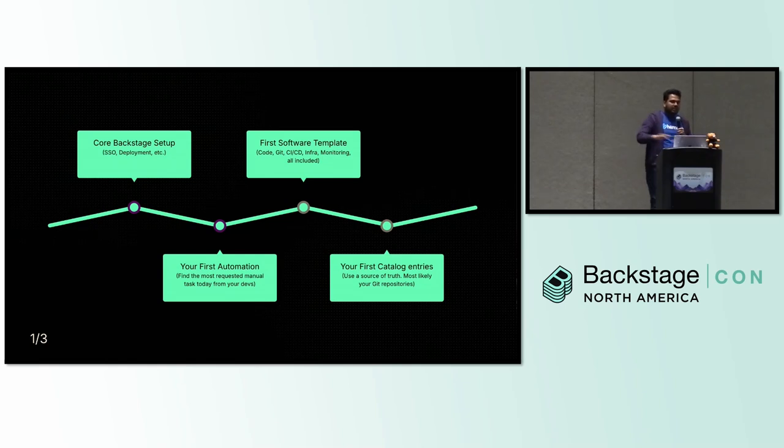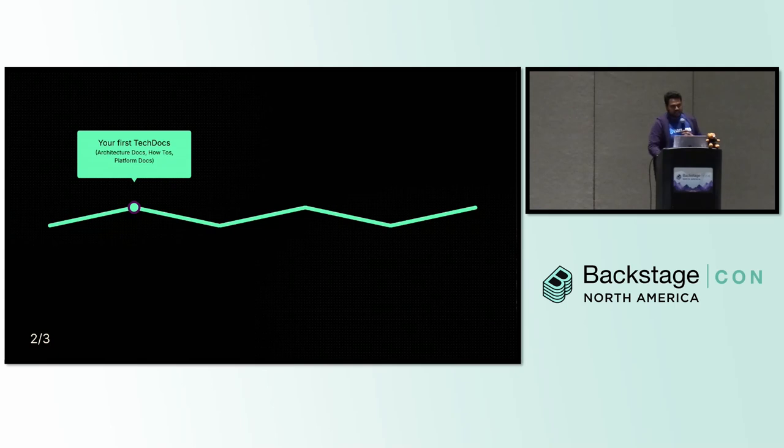And then you should be populating your first catalog entries. You should not be putting 100,000 entries on day one. Again, that's not the right approach. Figure out your first customers, ask them where their source of truth is. Most likely it's going to be the Git repositories that they work upon. You can easily create the corresponding YAMLs. The entries are there. You can choose to create an entity provider. We'll come to that later.